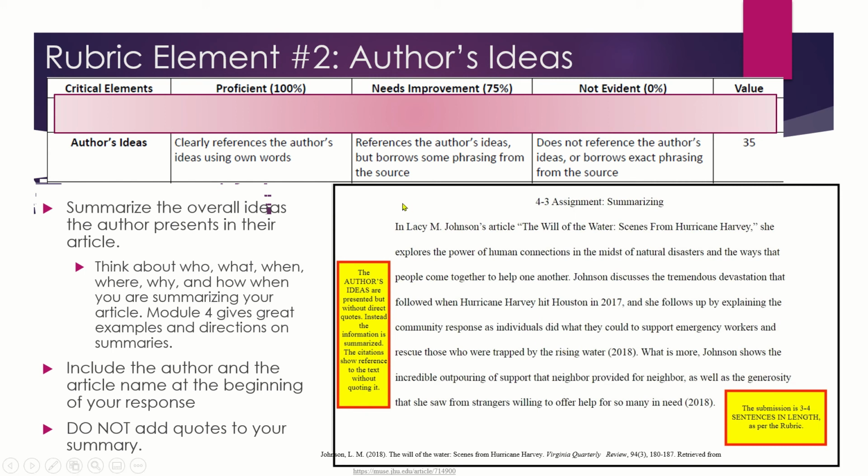If you start using some ideas but borrow some phrasing from the source, then you're going to score a needs improvement. And if your summary is filled with nothing but quotes, then you're going to score a 0, as in not evident, because you borrowed the exact phrasing from the author. So take a look at the student example, see how they did, and that way you can write your summary in a similar fashion.